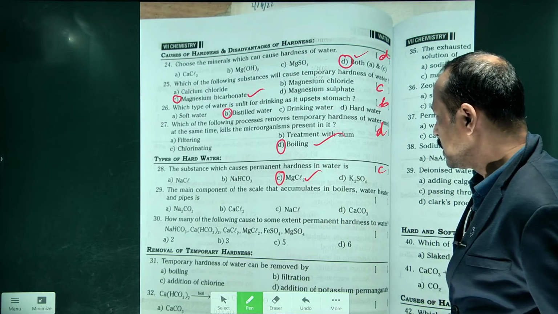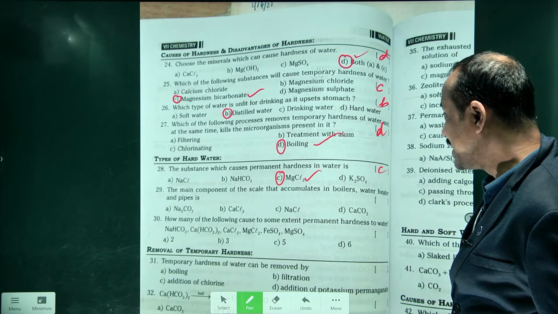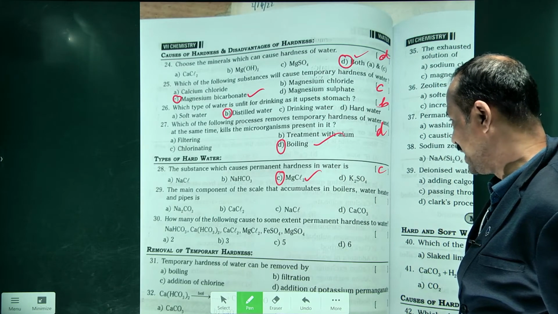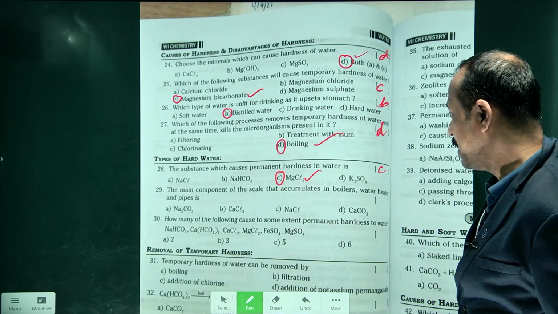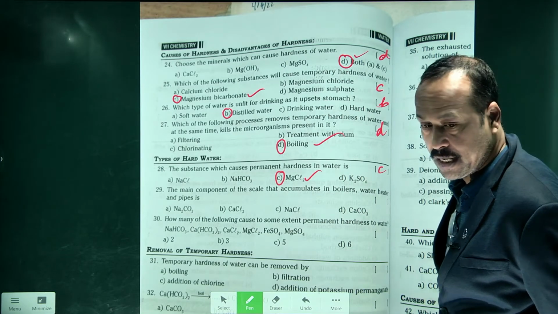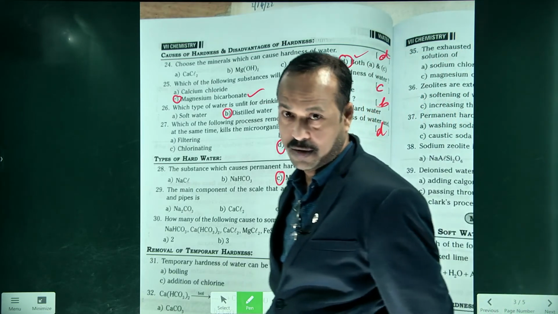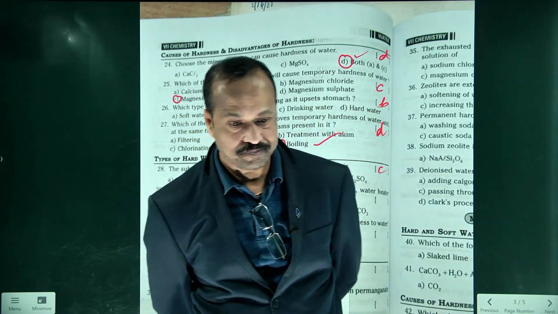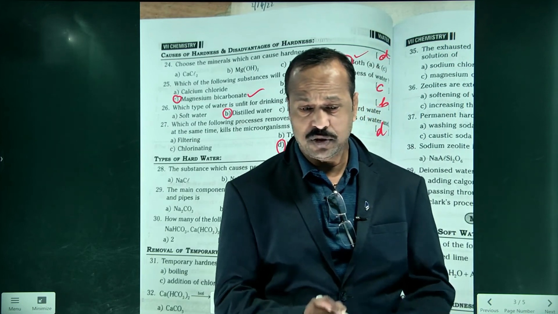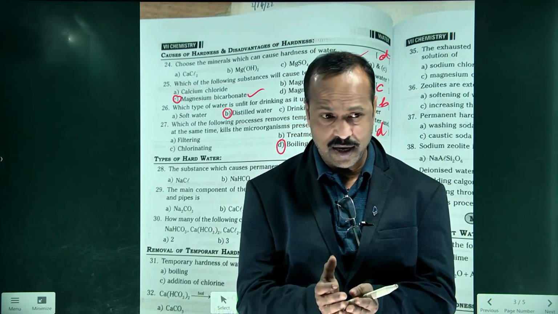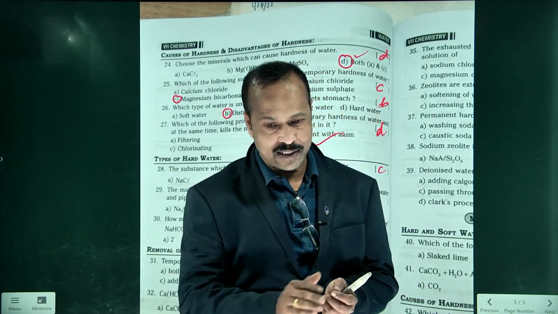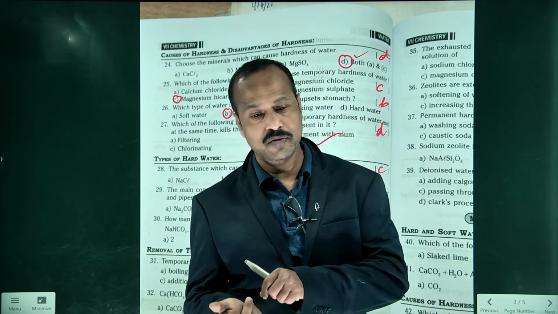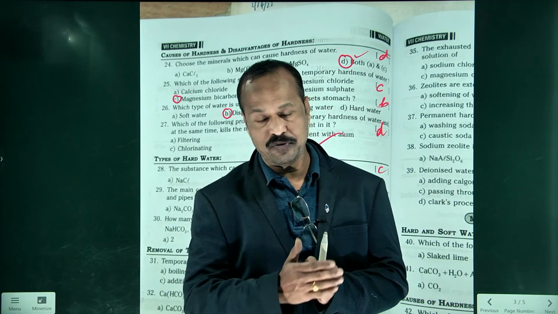Next, the main component of the scale that accumulates in boilers, water heaters and pipes. So here, when we take the hard water and boil it, did you observe any time if you take the hard water and heat it, a white powder is formed after boiling the water? Some salt will be left, yes or no?